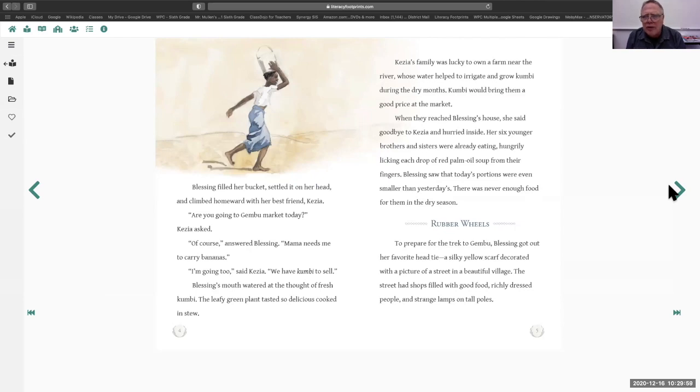When they reached Blessing's house, she said goodbye to Kezia and hurried inside. Her 6 younger brothers and sisters were already eating, hungrily licking each drop of red palm oil soup from their fingers. Blessing saw that today's portions were even smaller than yesterday's. There was never enough food for them in dry season.